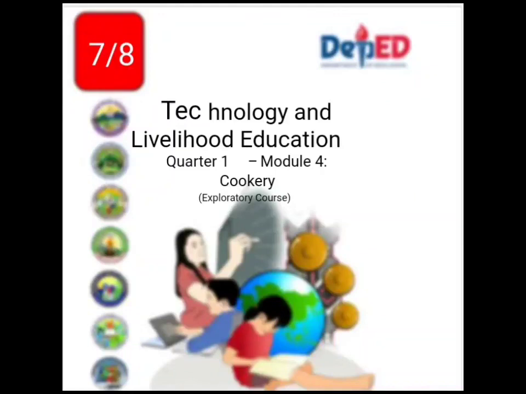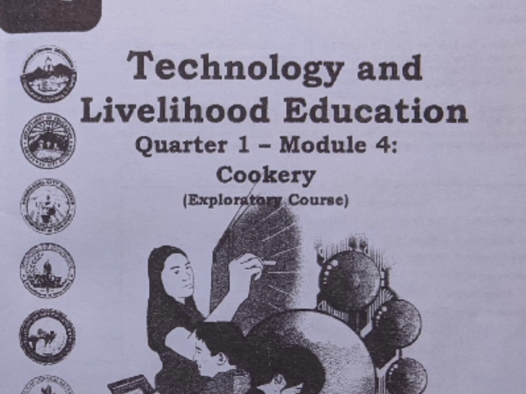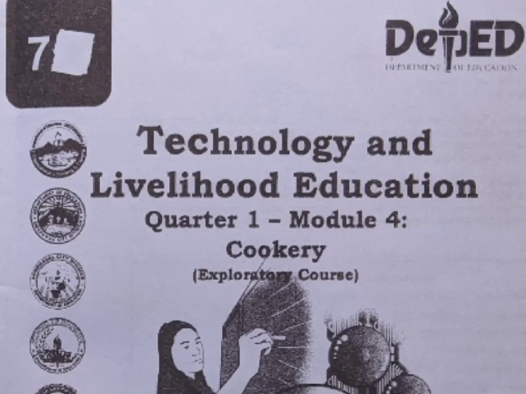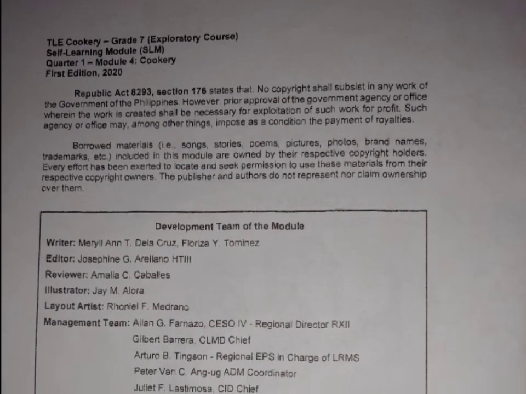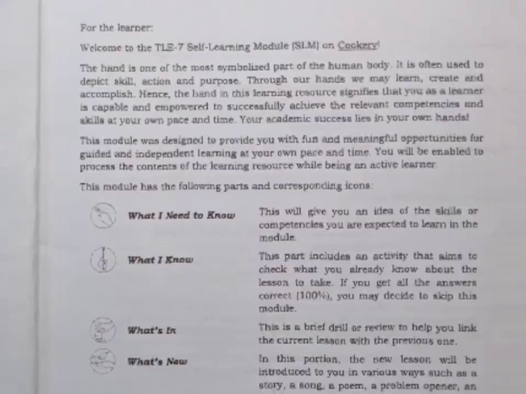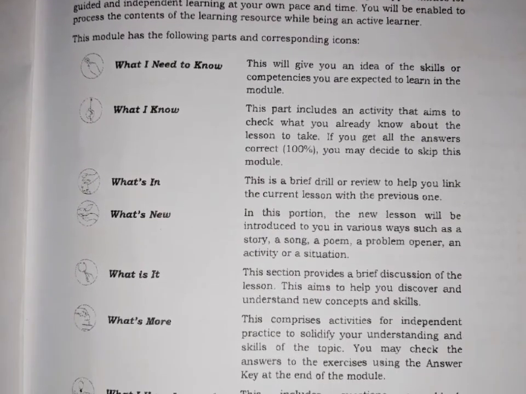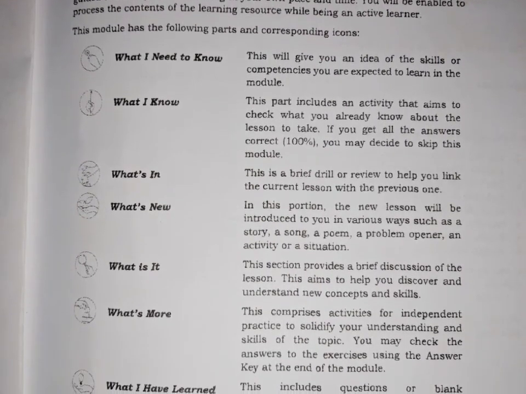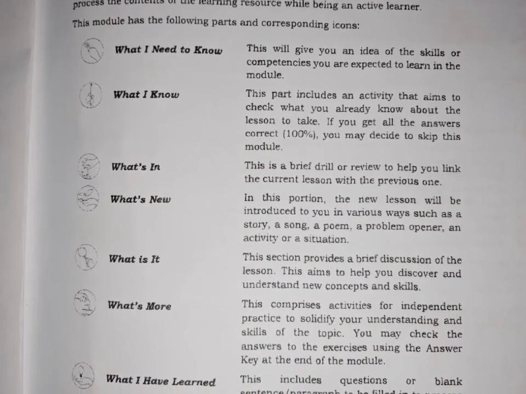Good day everyone, let me explain to you and let's answer this module, which is entitled Technology and Livelihood Education, Quarter 1 Module 4, of Grade 7 Cookery. Let's skip this page and proceed to the following parts of this module. We have this: What I need to know. This will give you an idea of the skills or competencies you are expected to learn in the module.